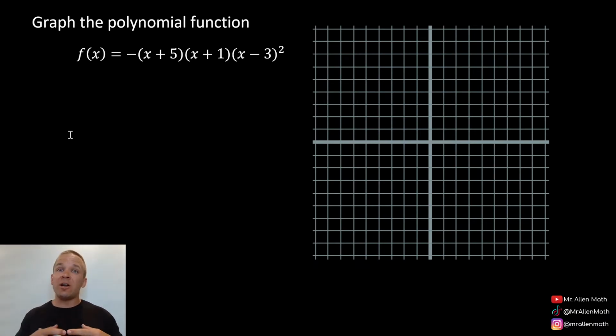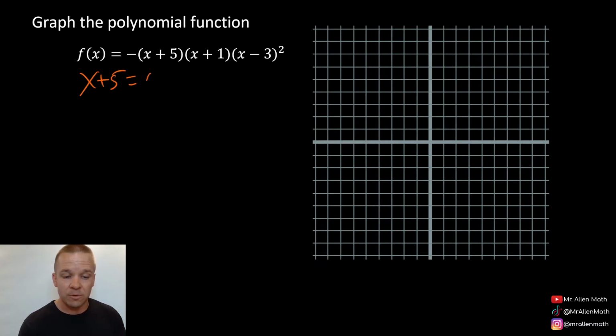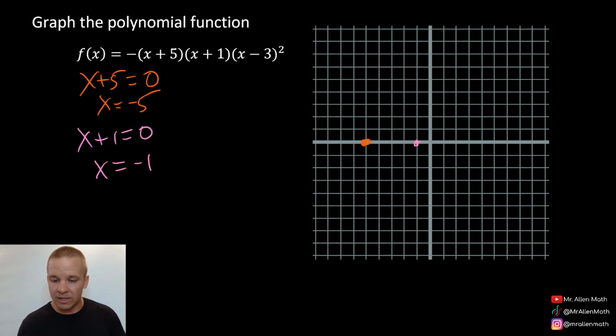All right, let's find all of our x-intercepts. We can do so by setting the factors equal to 0. So I'd have x plus 5 equals 0, and I'll get x equals negative 5. I can go ahead and plot that. 1, 2, 3, 4, and 5. Then I'm going to take that x plus 1, set it equal to 0, and I'll get x equals negative 1. Plot that guy right there. Boom. We are cruising.